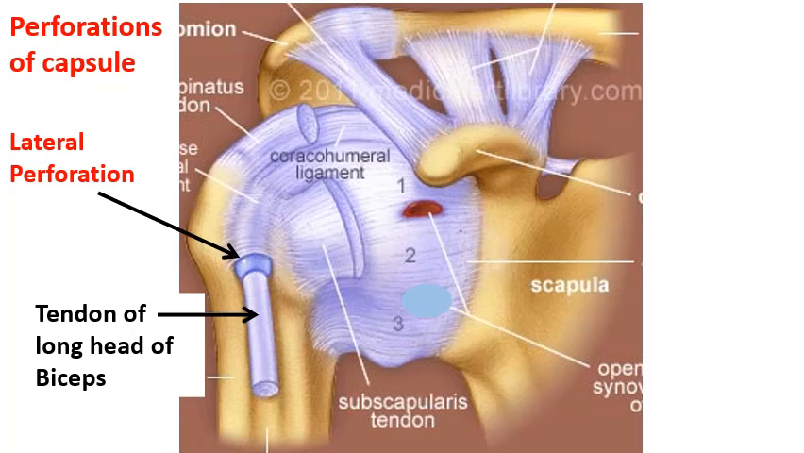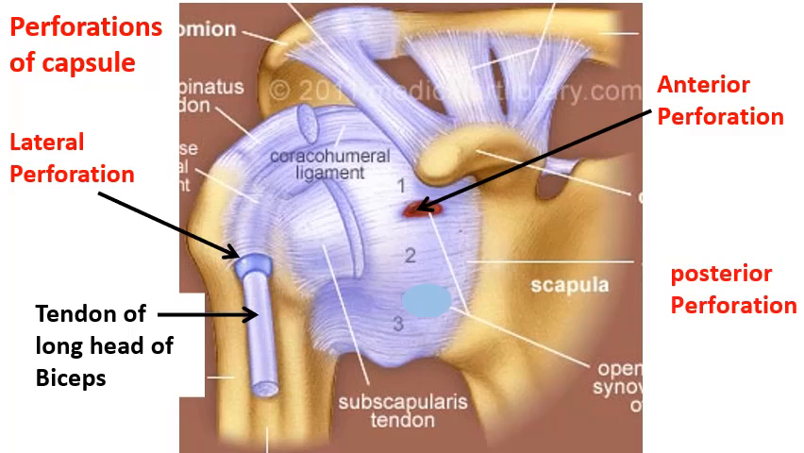There are other perforations. One which is anterior. There is an anterior perforation, and a similar one posterior to the shoulder joint, in the fibrous capsule of the shoulder joint, which is the posterior perforation. These two perforations, the anterior and posterior perforation, are related to something called bursa. We will see what is meant by bursa in the following slide.